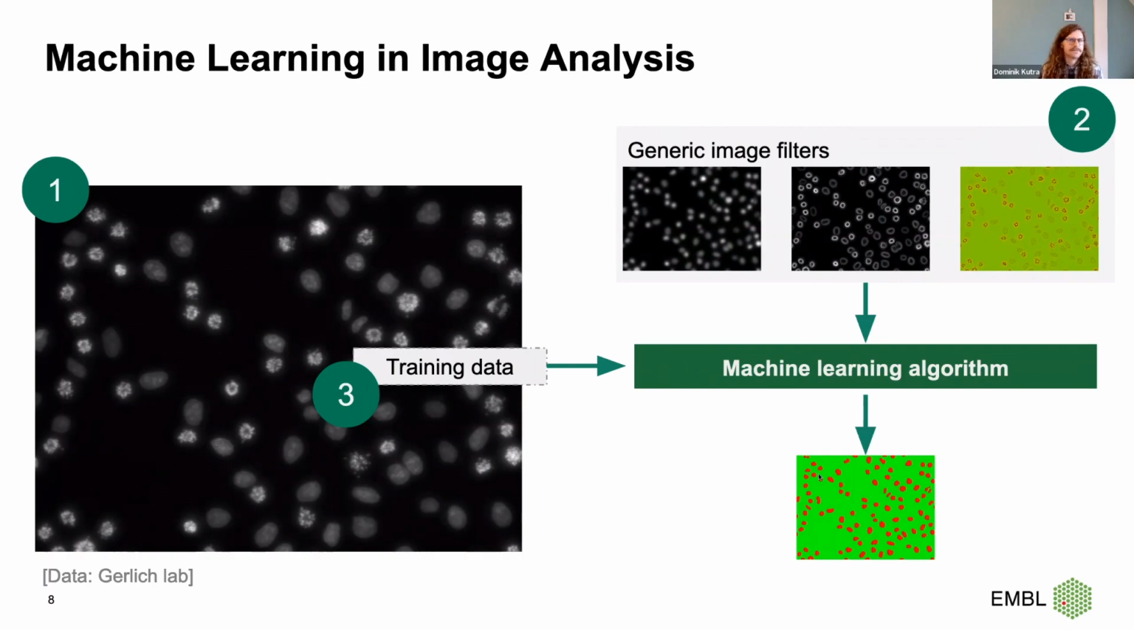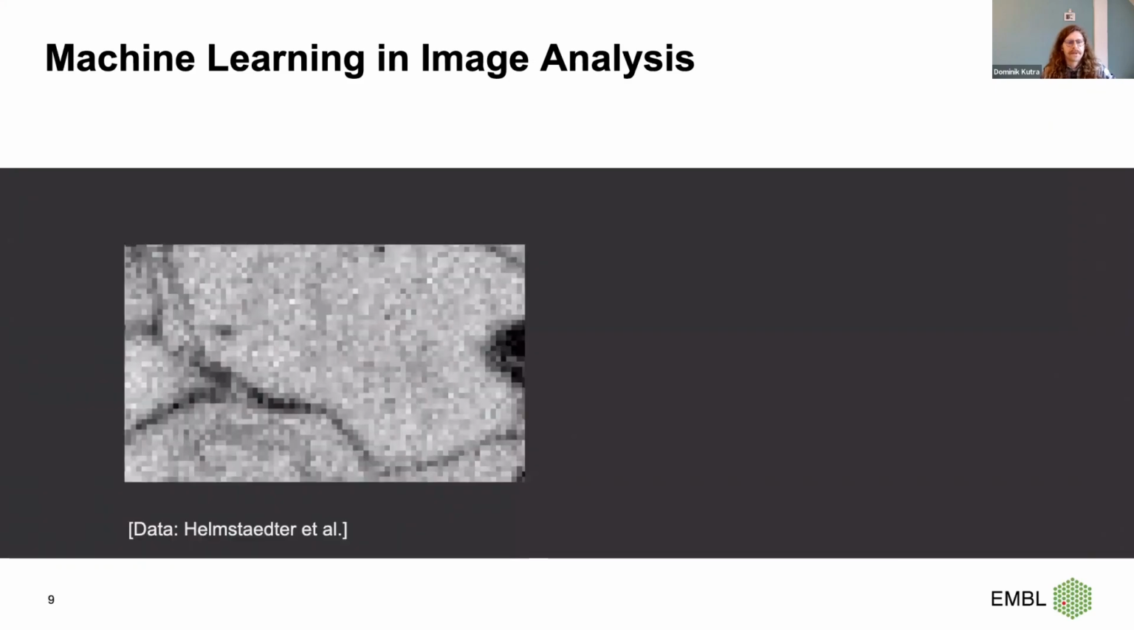And I will try to go into a little bit more detail now with this central part, the machine learning algorithm part. So what is it doing? Why does it work? I will do this with this example. This is a pretty zoomed in EM brain data set.